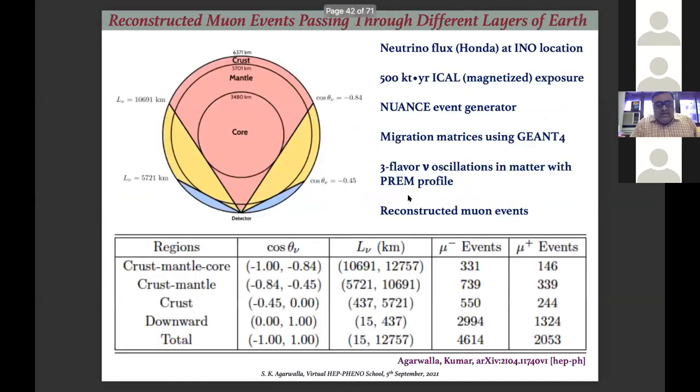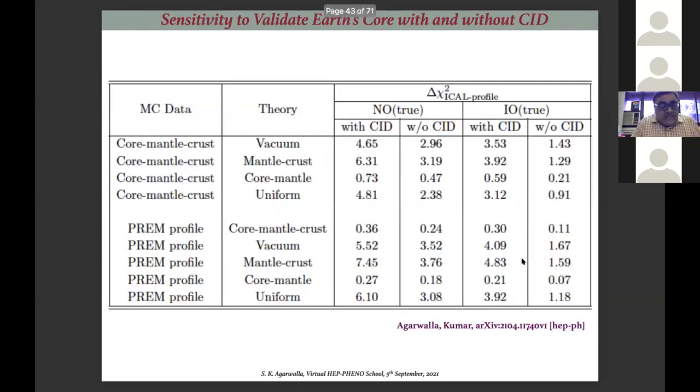And you see, I will not go into details, but just remember, if this ICAL experiment comes, which we hope in 10 years, they will see almost 331 mu minus events, which are indeed passing through the core, and 150 odd mu plus events. And they will tell you that there is a core. And if we collect this data, we will be able to reject the coreless mantle crust profile at around delta chi-square of 7.45. So this is a fascinating study.